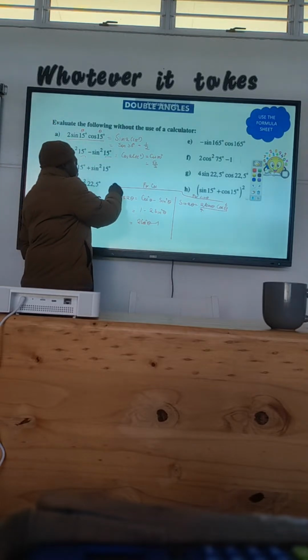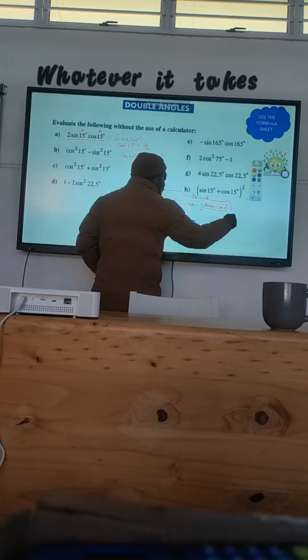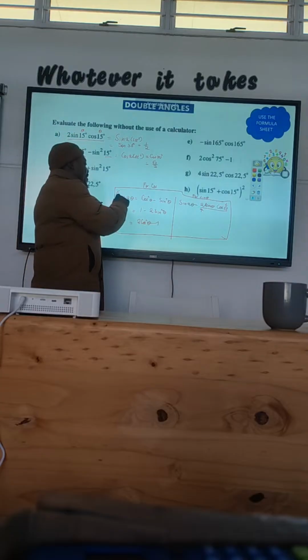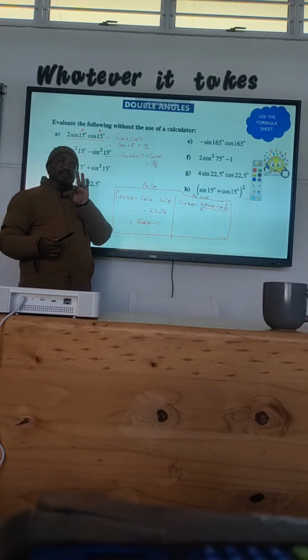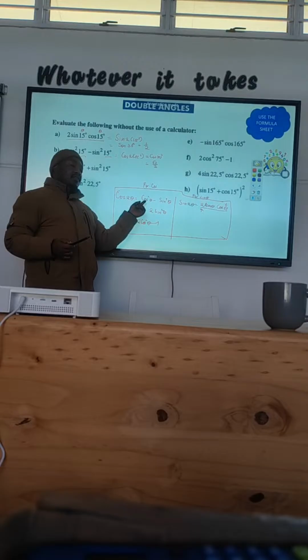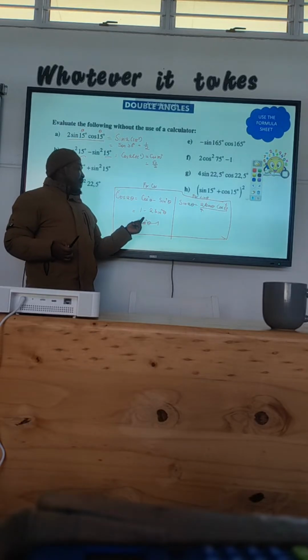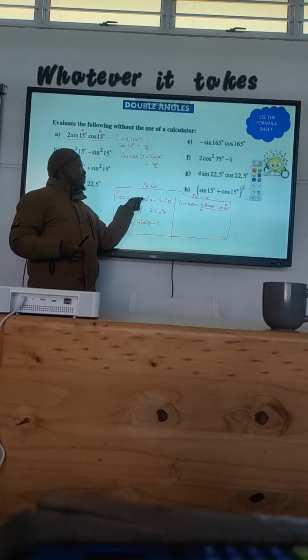Guys, in your formula sheet, you have these. That's why I want you guys to always read the formula sheet. We have a double angle of cos. We also have a double angle of sine. Cos has 3 options. The first one is cos squared theta minus sine squared theta. The second one is 1 minus 2 sine squared of theta. Okay? And then the third one is 2 cos squared of theta minus 1. All of these, they come from this guy.